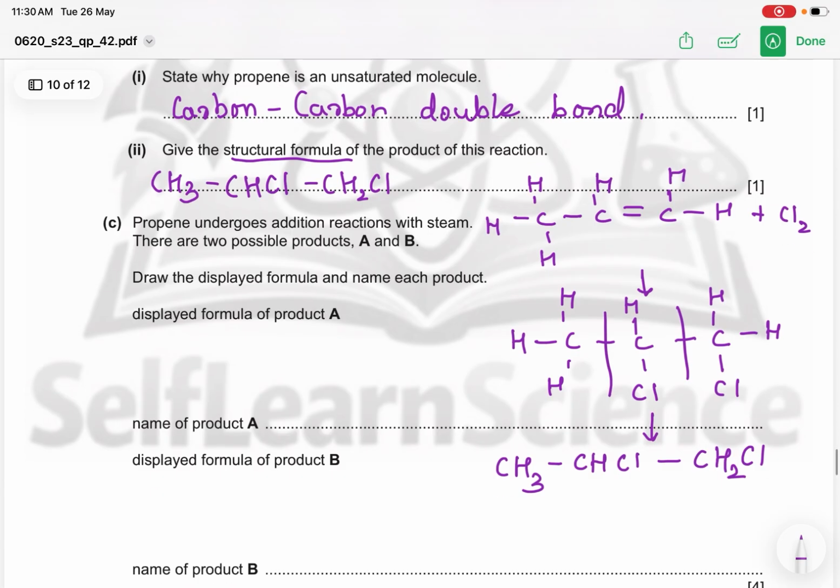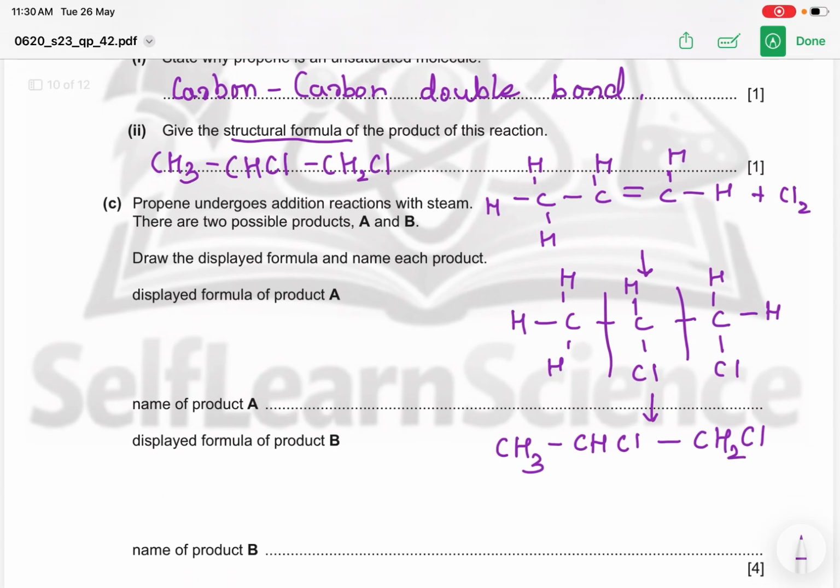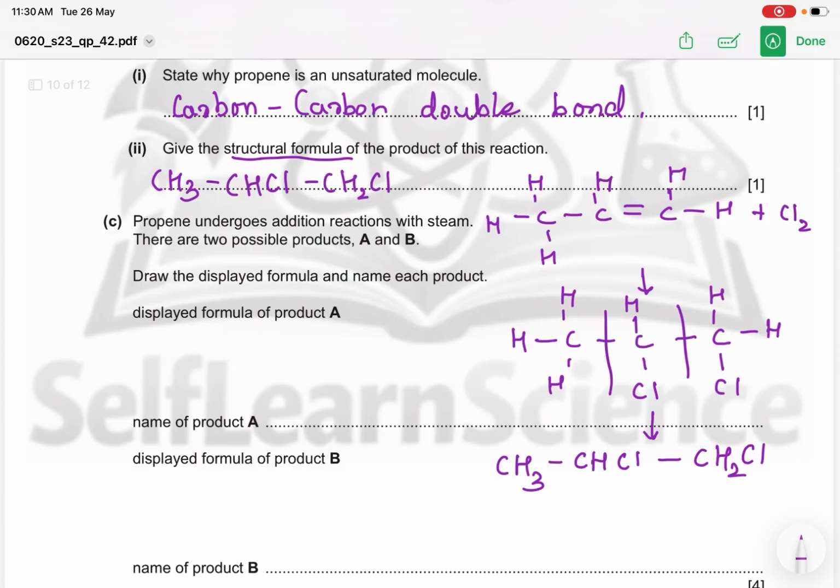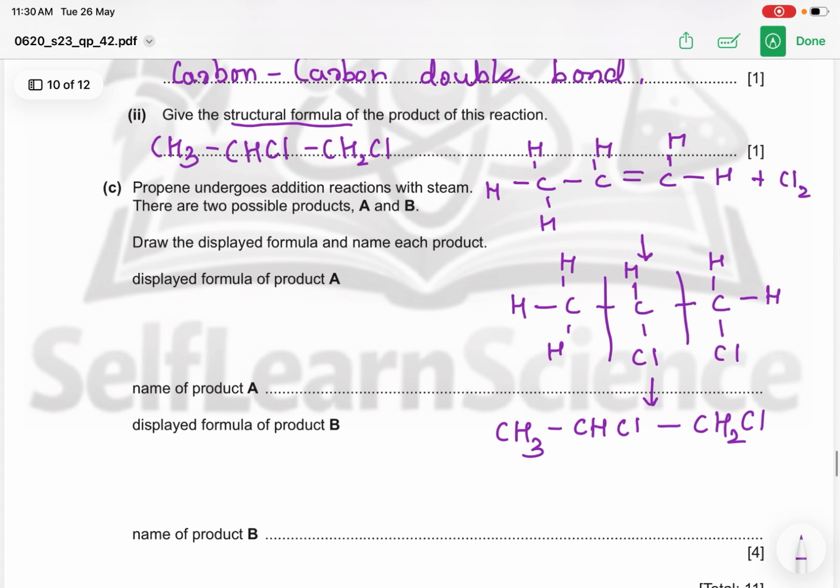Next, C. Propene undergoes addition reactions with steam. There are two possible products, A and B. Draw the displayed formula and name each product, displayed formula A and displayed formula B. Now, whenever propene or an alkene reacts with steam, it forms an alcohol. Here there are two possibilities we are going to get. First, the functional group of the alcohol attaches at the first carbon atom, or it attaches to the second carbon atom. So there are two possibilities, that is propan-1-ol and propan-2-ol.